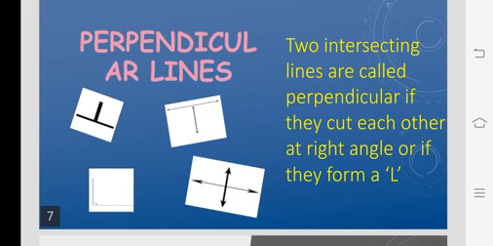Perpendicular lines. 2 lines are called perpendicular if they cut each other at a right angle, or we can say they form a letter L.